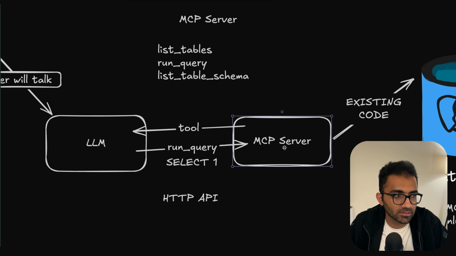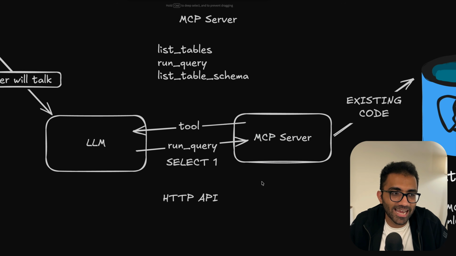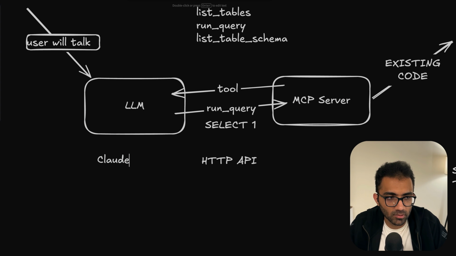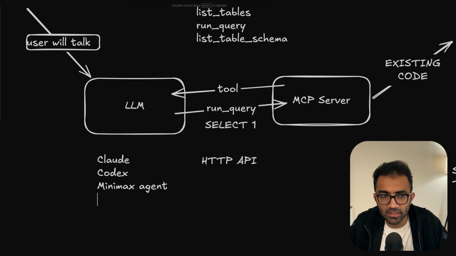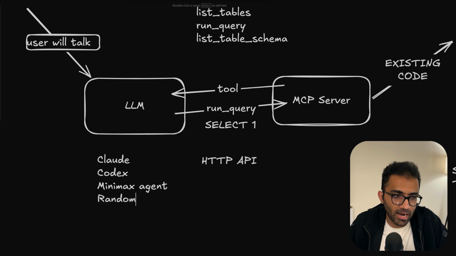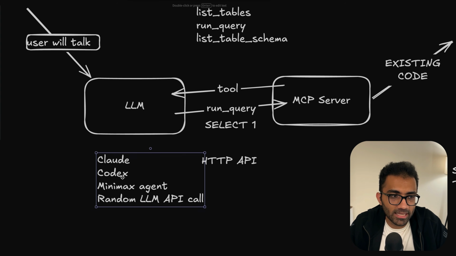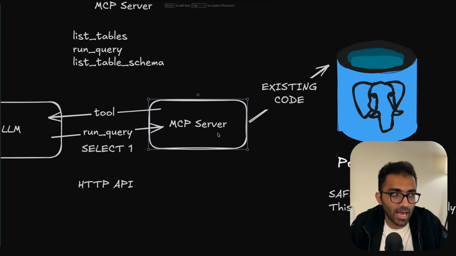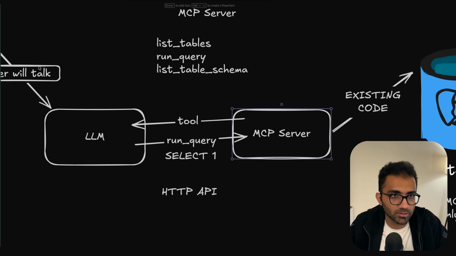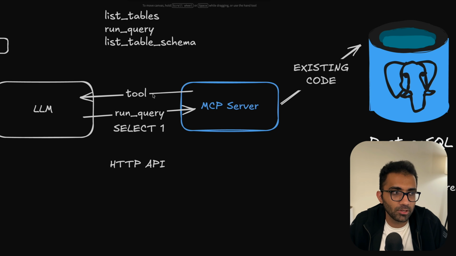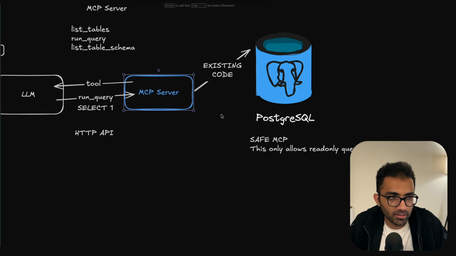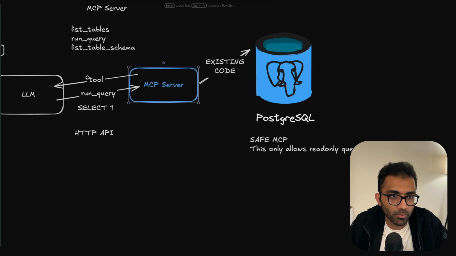The only advantage here is that because MCP is a standard, this large language model could be anything. It could be Claude, it could be Codex, it could be something like Minimax agent, anything that you're creating. It could be some random LLM API call. So you can basically link any sort of large language model with this MCP and make that call. You create this infrastructure piece once, and you can use it anywhere. Now, of course, the most important task over here, and where the benefits come from, is the MCP server programming.